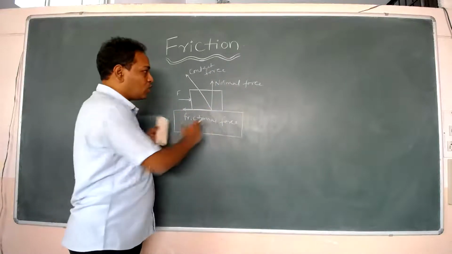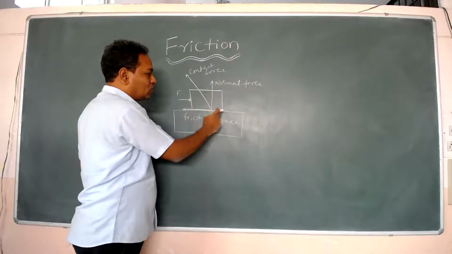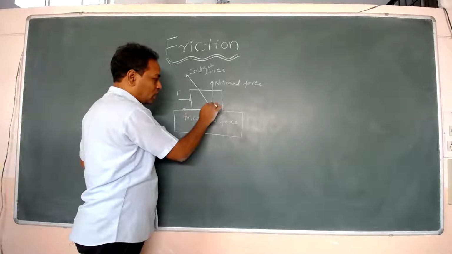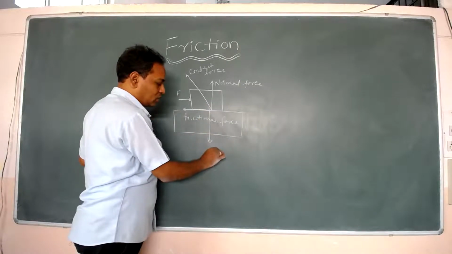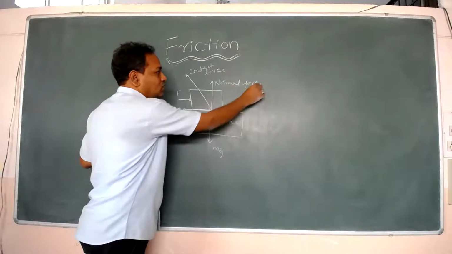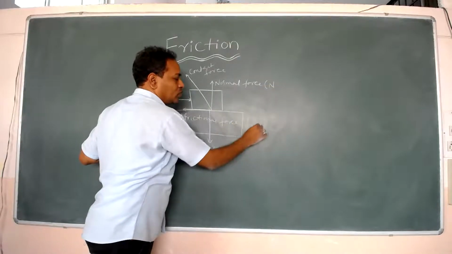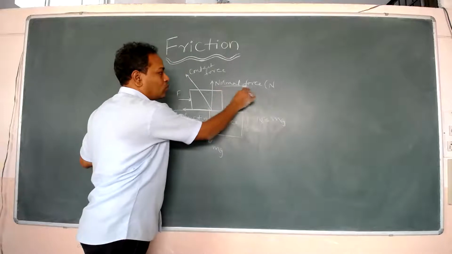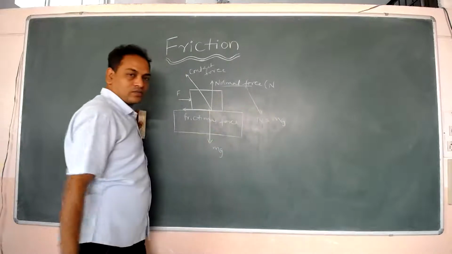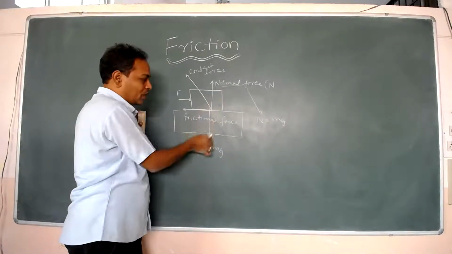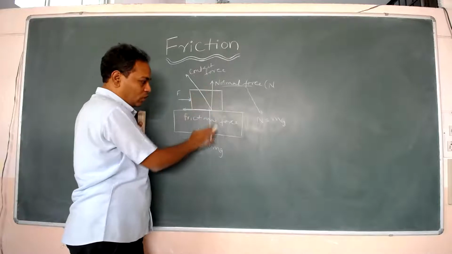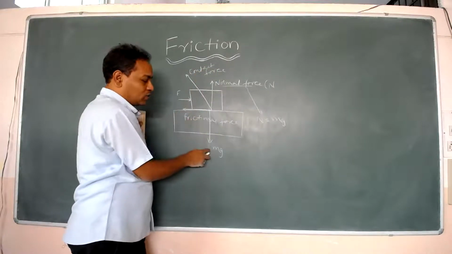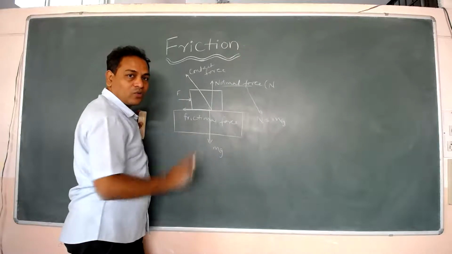So here normal force is nothing but equal to the weight of this body. Suppose its weight is mg in the downward direction. The normal reaction in this direction, say this is N. Therefore, N is equal to mg, which is called normal force. Okay, so these two will get balanced. Why? Because the body is neither moving down nor moving up. So normal force is balanced with the weight of the body.